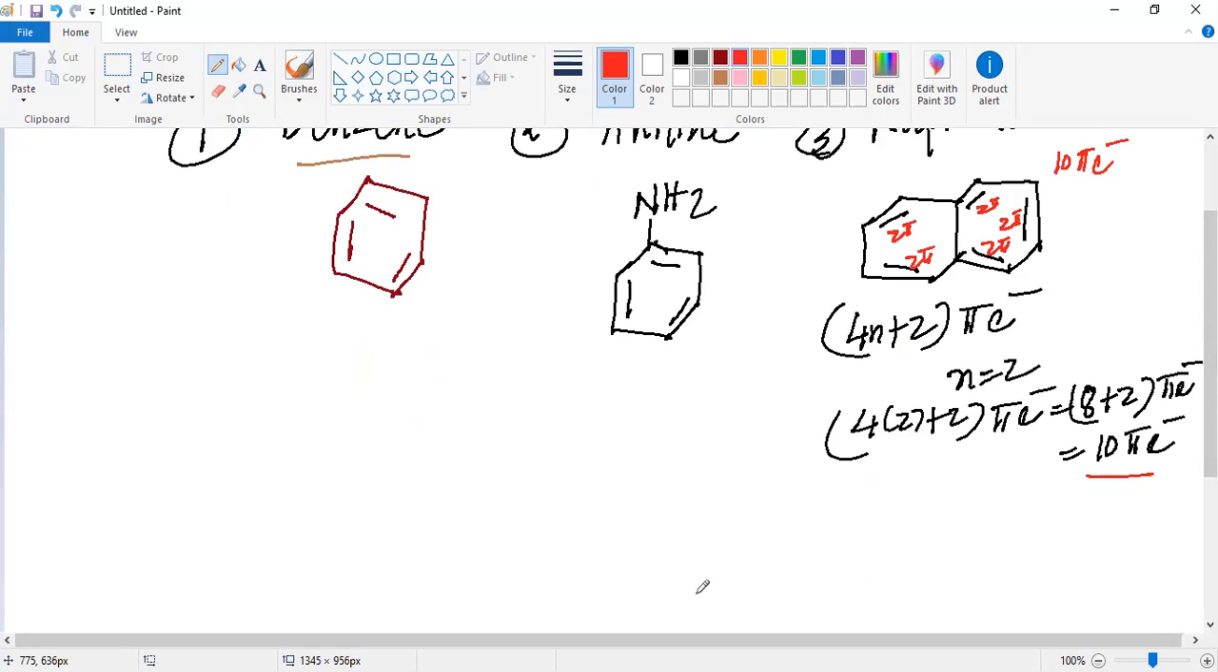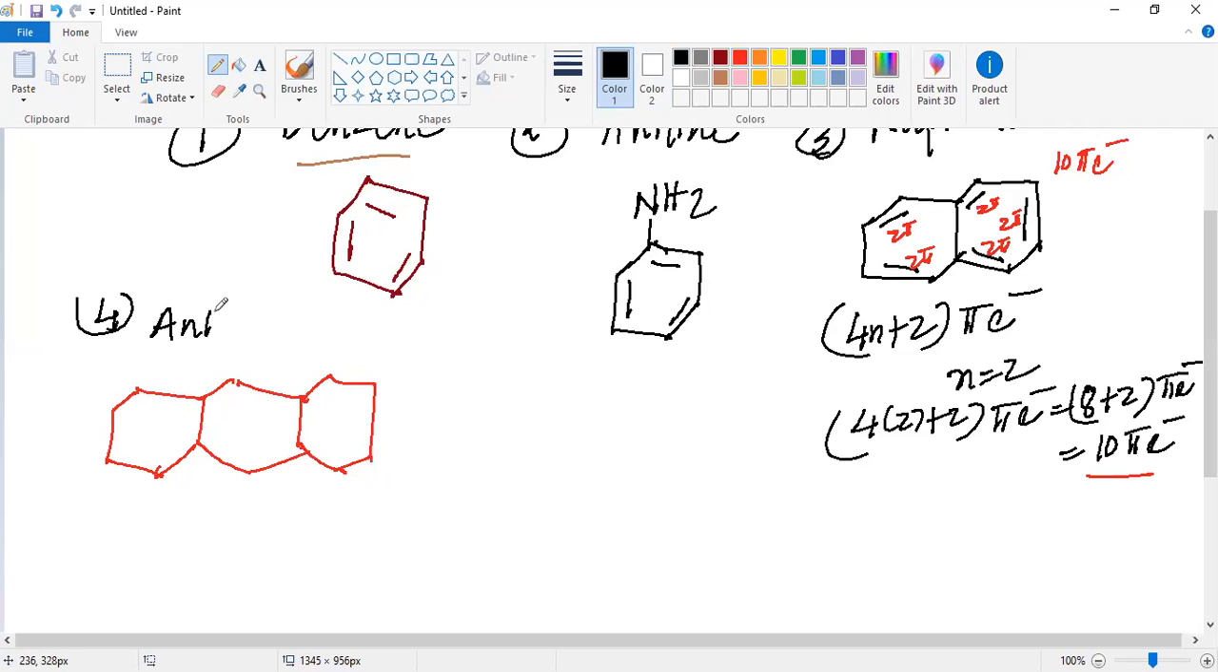Then, my dear students, we can look into some more examples. Suppose you have the next compound which is known as anthracene. Let me tell you about the anthracene, my dear students. This compound is known as anthracene. The fourth example is anthracene.